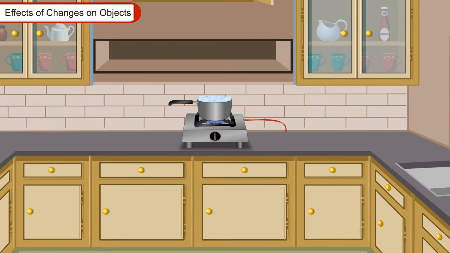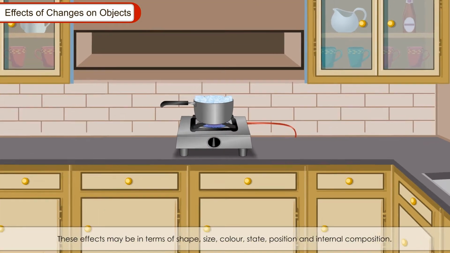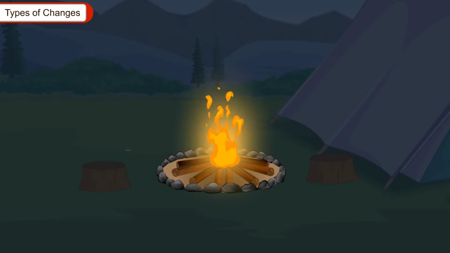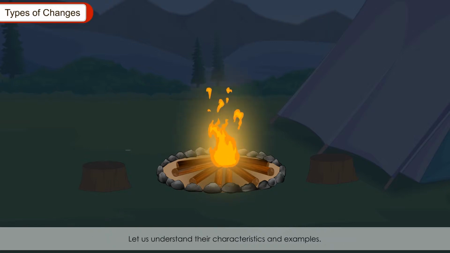Effects of changes on objects. The changes produce some kind of effects on the objects. These effects may be in terms of shape, size, color, state, position, and internal composition. Types of changes. The different types of changes around us can be categorized into different types. Let us understand the characteristics and examples.